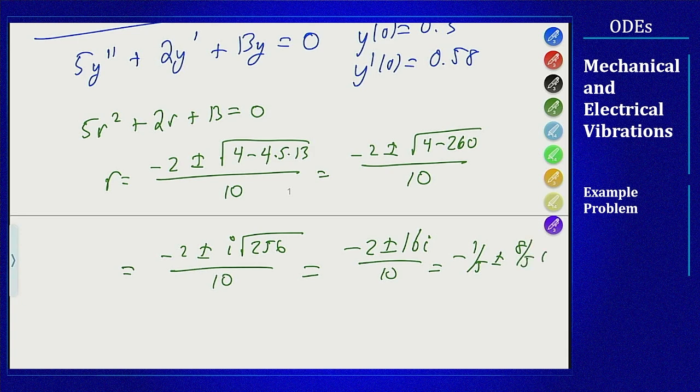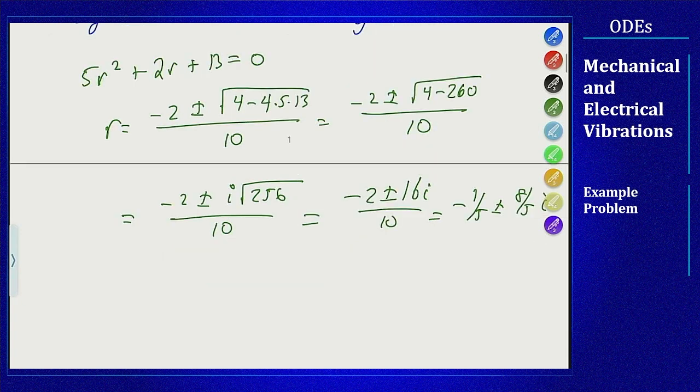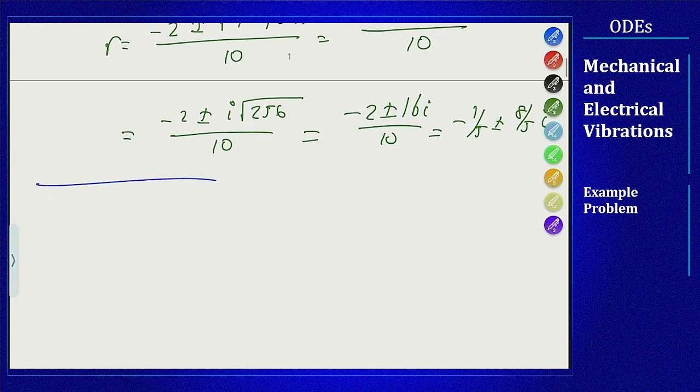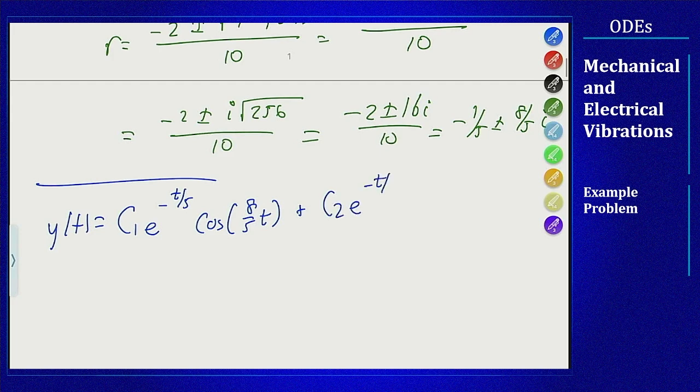Now that I have that, I can write out my general solution. Because those are my roots, I know that my solution is going to look like c1 e to the minus 1/5 t, or t over 5, cosine of 8/5 t, plus c2 e to the minus t over 5 sine of 8/5 t. Cool. We also say right now, because these were complex roots, we know that this will be an underdamped situation. Complex roots, b squared minus 4ac is negative, we're underdamped.